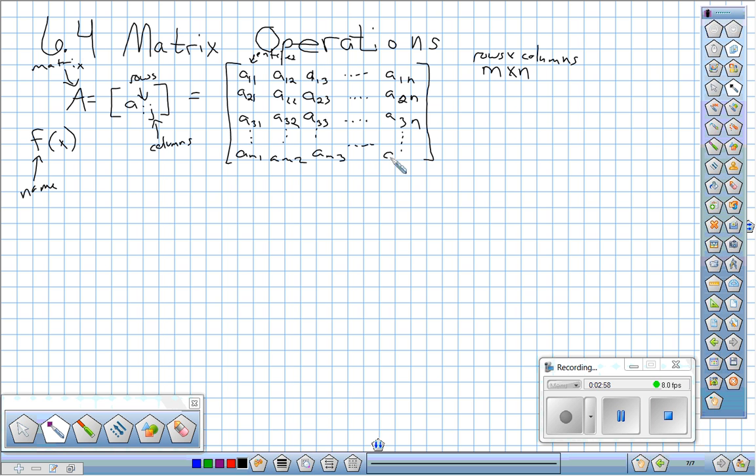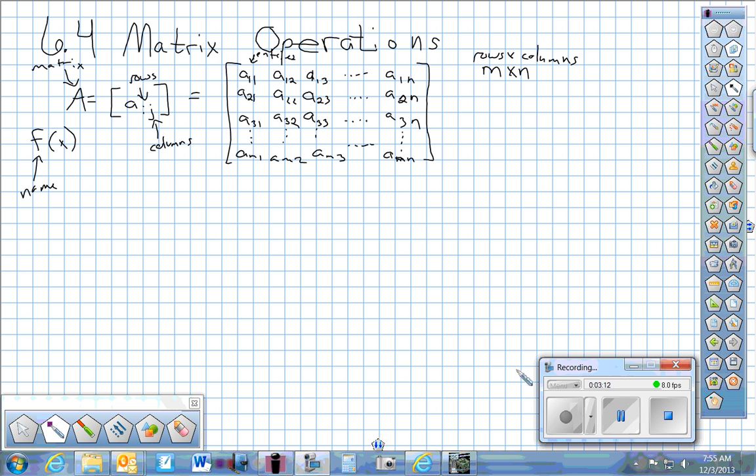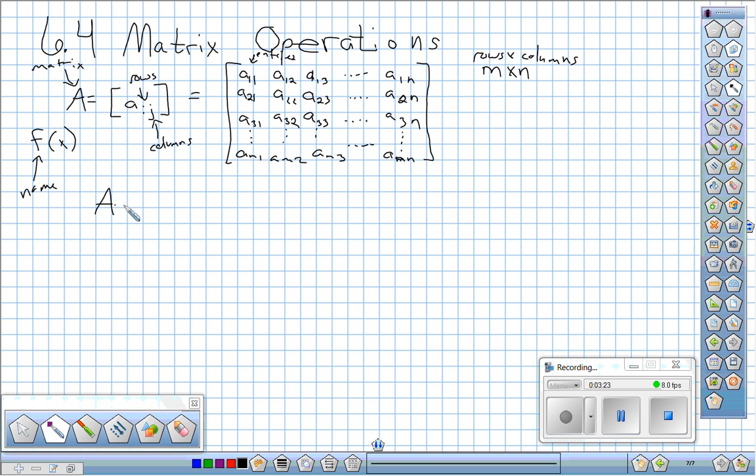And this last one over here would be A M N. I have M rows, and then I have N columns. They both look like N's because I'm terrible at writing. Okay, so that's just how the entries are named. And the reason we name them like this is so that we can give you an algorithm for multiplication when we get there. Addition and subtraction are really nice and simple.